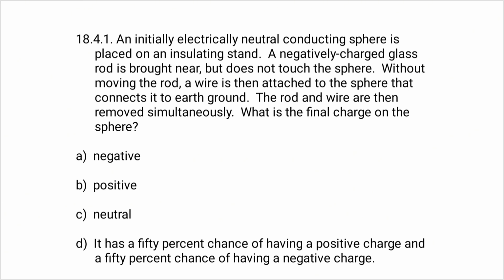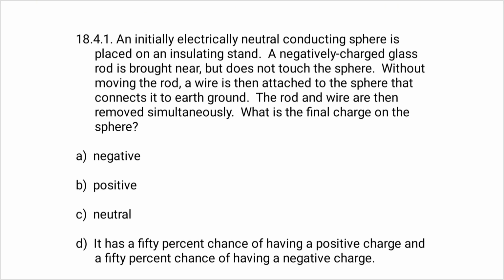Now, an initially electrically neutral conducting sphere is placed on an insulating stand. A negatively charged glass rod is brought near but does not touch the sphere. Without moving the rod, a wire is then attached to the sphere that connects to earth ground. Now, the rod and wire are then removed simultaneously. What is the final charge on the sphere?